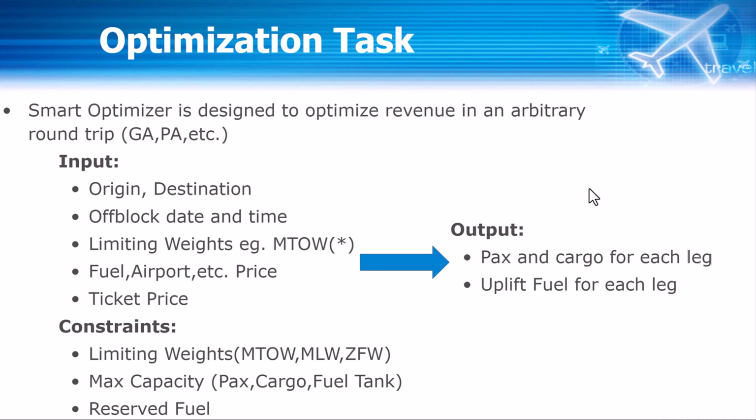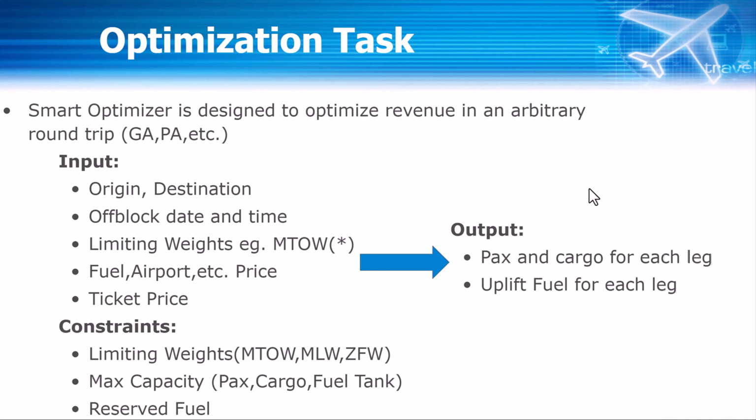So what are our constraints? Again, the most obvious ones are our limiting weights. We shouldn't exceed the maximum takeoff weight, maximum landing weight, zero fuel weight, and so on. The maximum capacity for passengers and cargo, and the fuel tank capacity, of course, are obvious. And we need to have a specific reserve fuel when we get to the destination. We cannot get to that destination with zero fuel, because obviously our model is not perfect, so that's obvious.